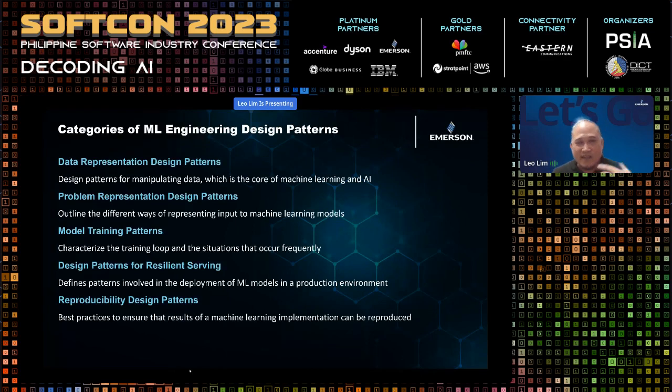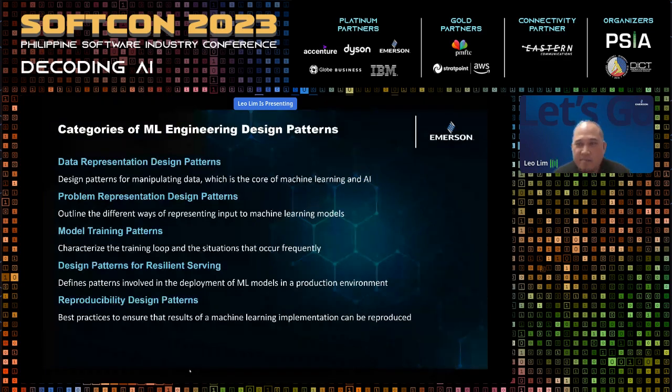And knowing that actually gives you your problem representation, right? You don't feed all the data for all those operating modes, as we call it, into your models, but you identify them. And those are what we call problem representation. It's how you classify your problems and make it more manageable when you use machine learning models. And of course, there's model training patterns, which really characterize the training loops and the situations that occur frequently that you can use them for.